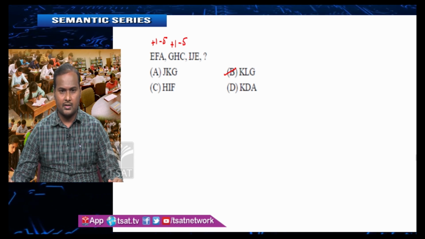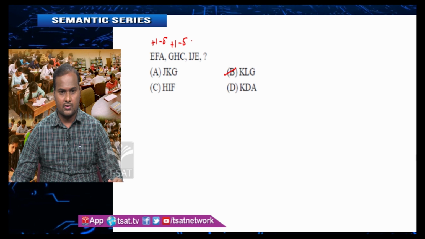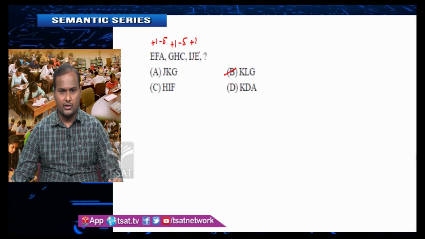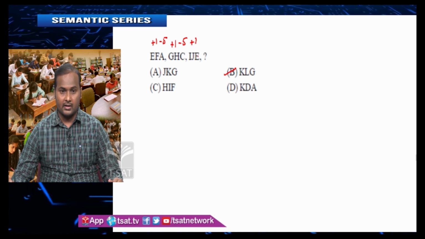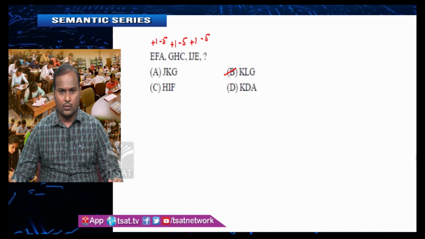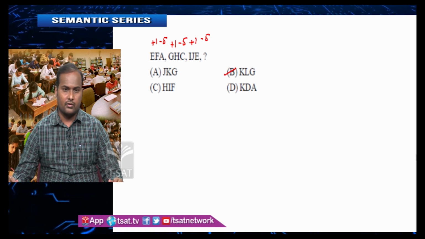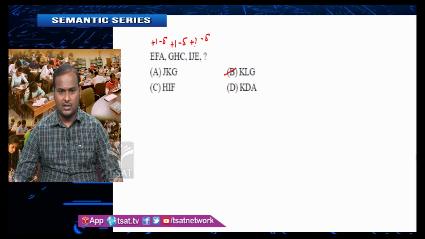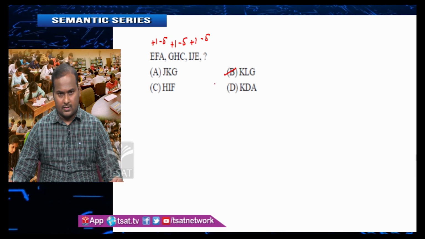I to J: I is 9, J is 10. Here also increasing by plus 1. And J to E: J is 10 and E is 5. It is also decreasing by 5. So you see this plus 1 and minus 5. Check the options which is following +1 and -5, then we will get the answer.